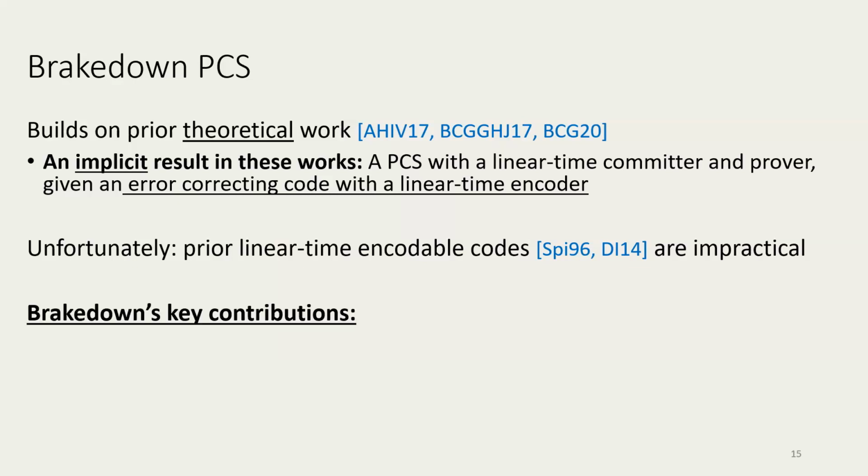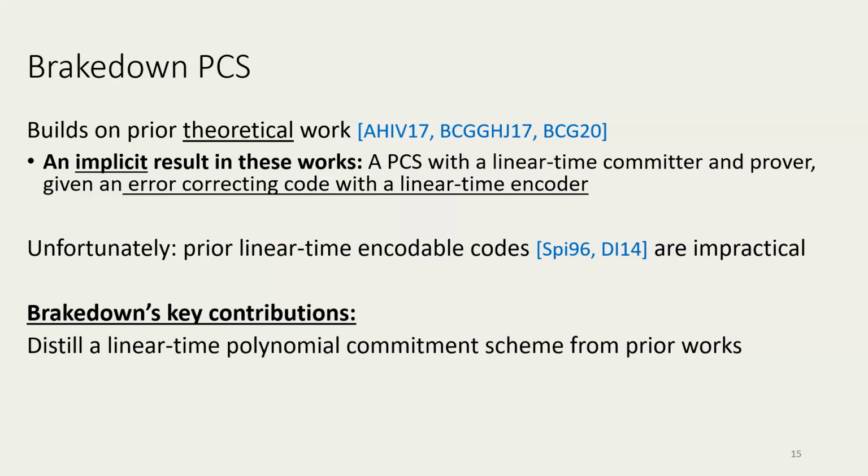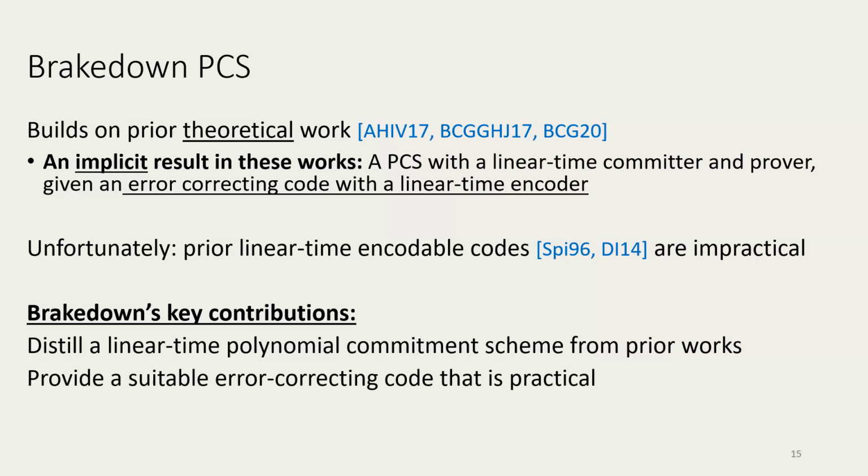So there are two key contributions in Brakedown. One of them is that it distills a linear time polynomial commitment scheme from these prior theoretical works. The second contribution is that it provides a suitable error correcting code that's actually practical. First I'll describe what our polynomial commitment scheme looks like, and then I'll describe our error correcting code.